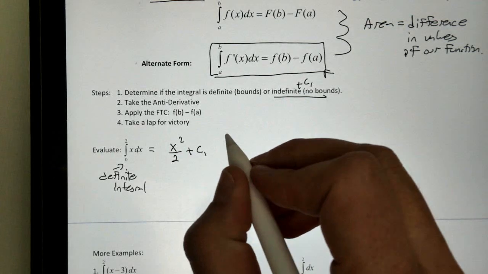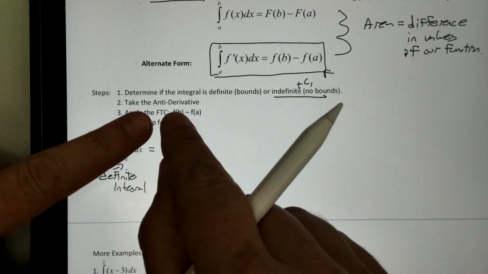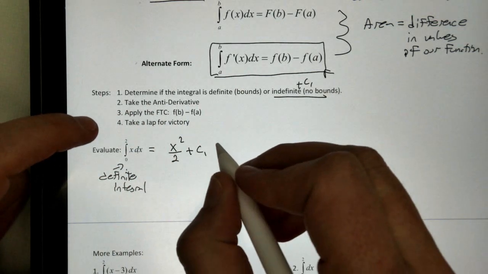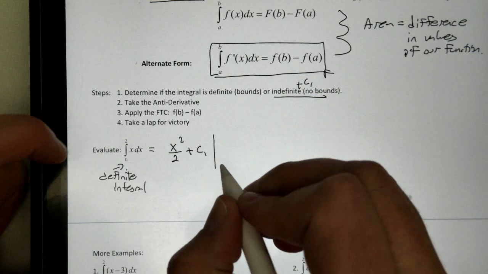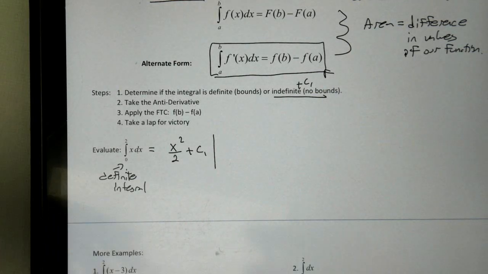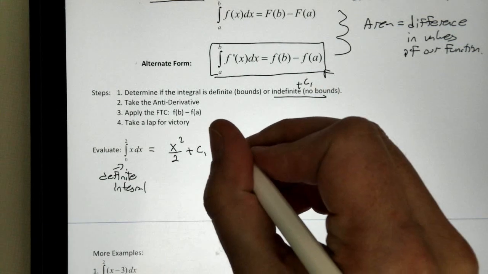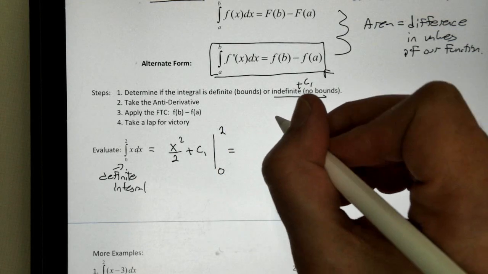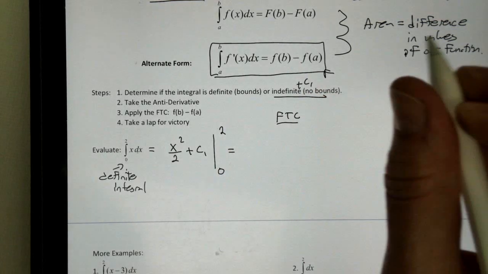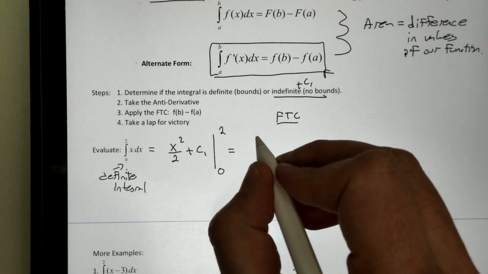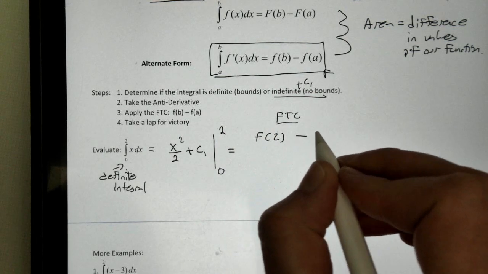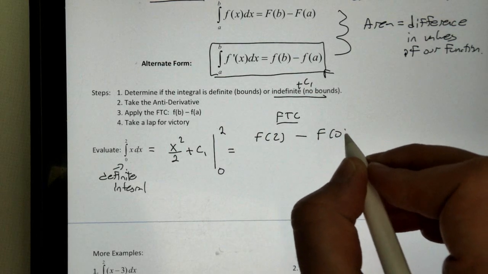So what we're going to do now is evaluate it. We want to find the difference in the bounds. So we write this little vertical bar right here. That just tells me I am now going to evaluate this from 0 to 2. Next comes the FTC step. The FTC step says I'm going to find the value at 2, and I want to subtract that from the value at 0.